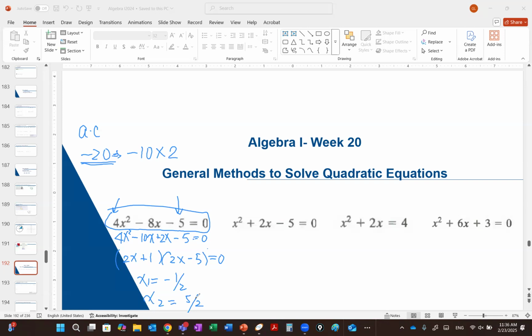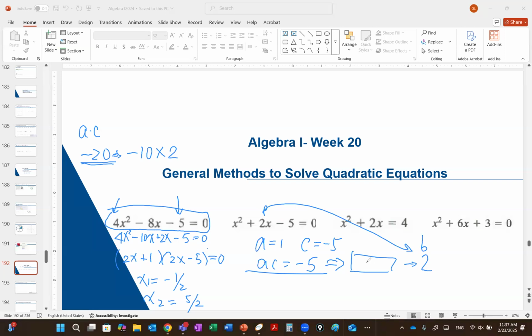B is 2. How do we factor it? So A is 1, C is -5. A times C is -5. How do we find the two factors? The sum of the two will be 2, because B is 2, right? Fraction. What would it be here?